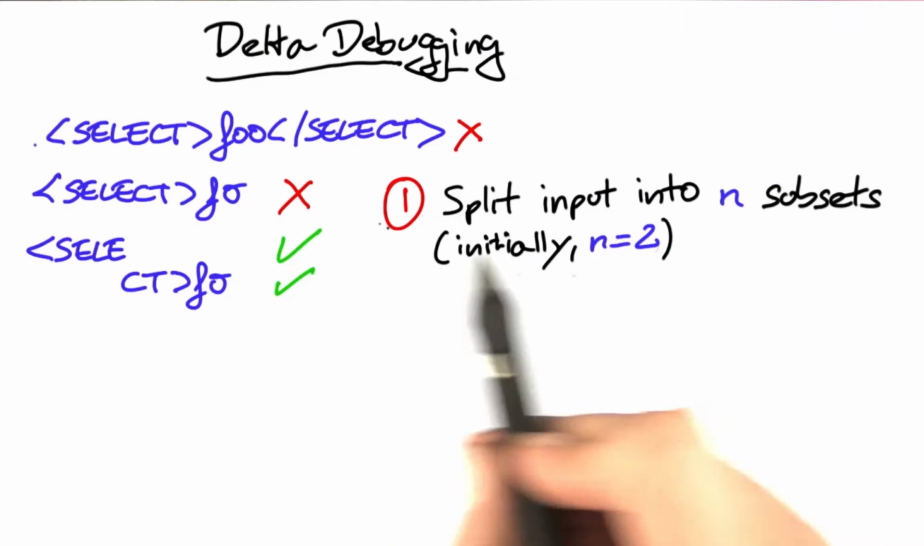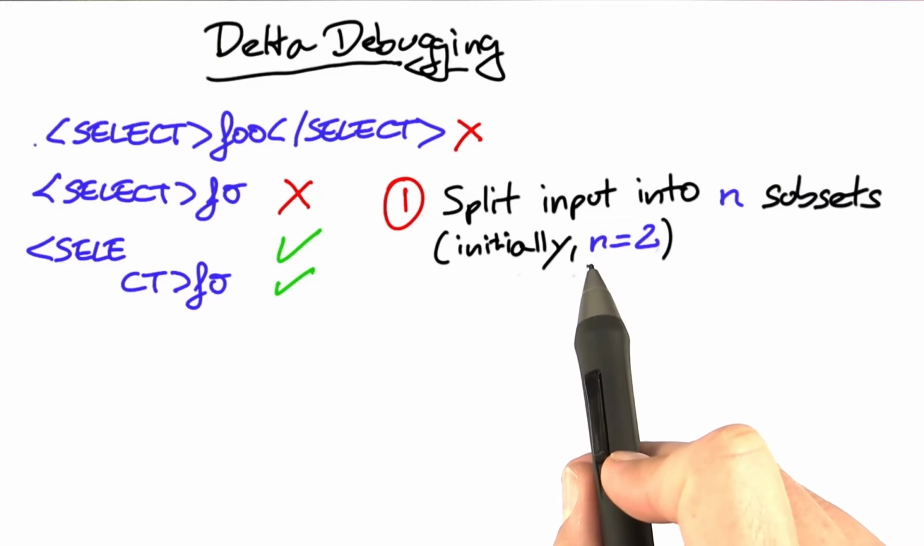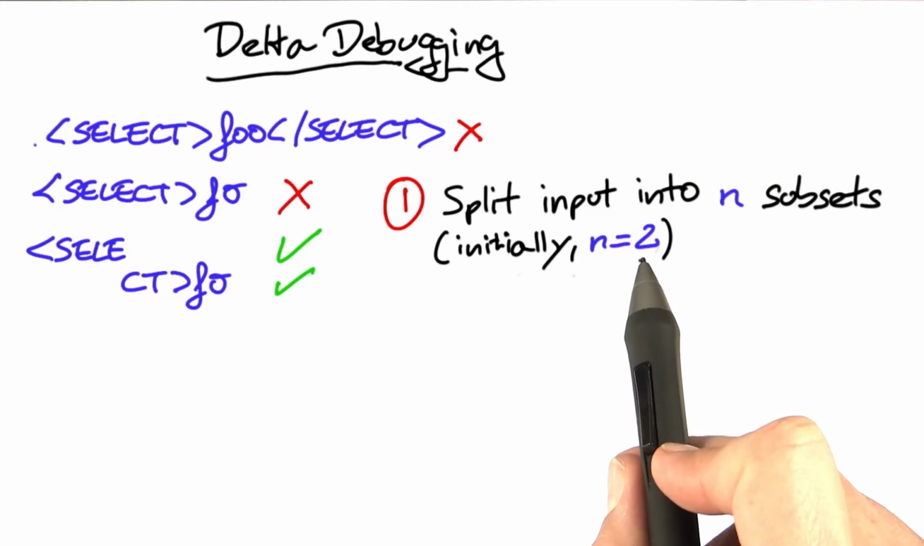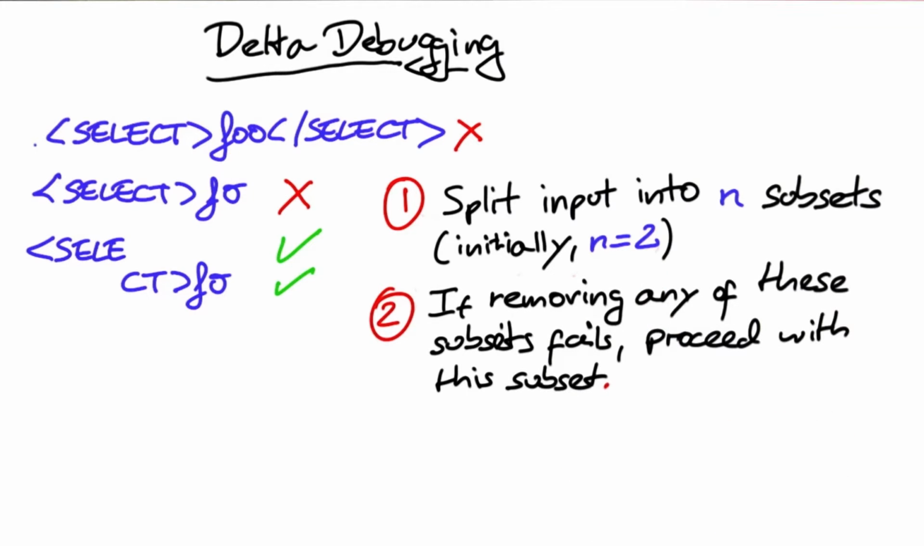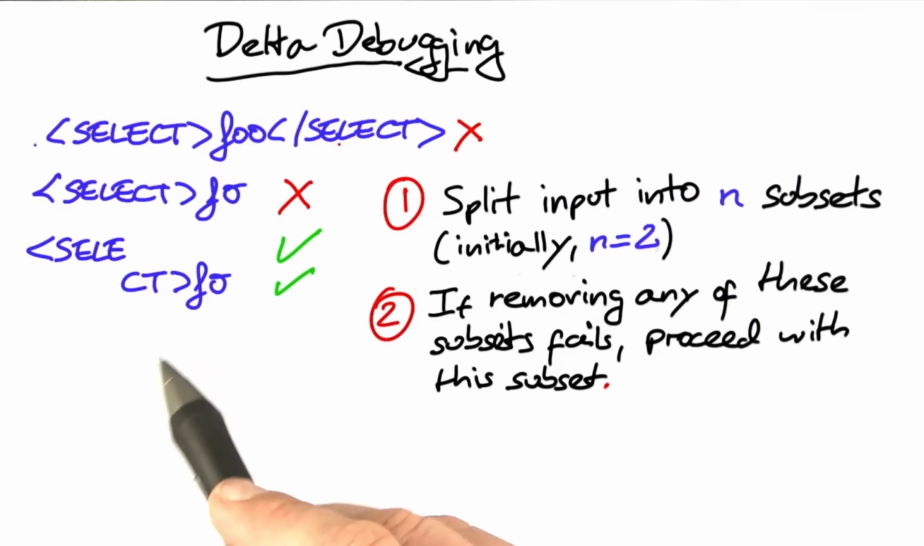So here's how delta debugging works. First, we split the input into n subsets, where initially n has a value of 2. Second, if removing any of these subsets fails, proceed with this very subset. This is what we have for our input.